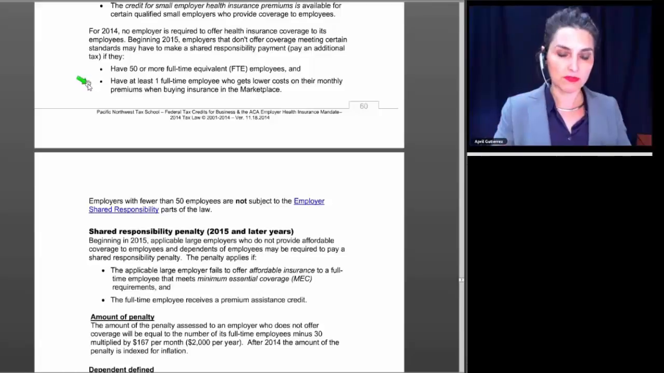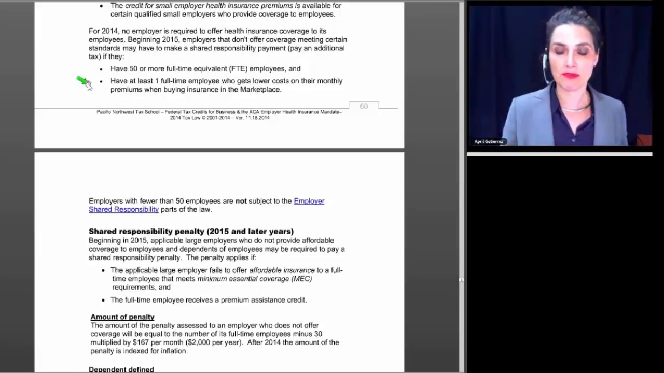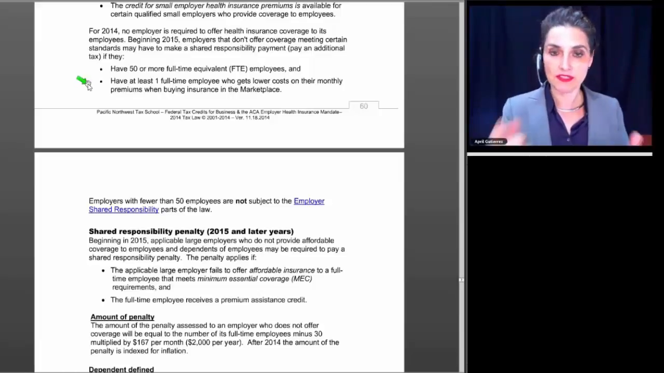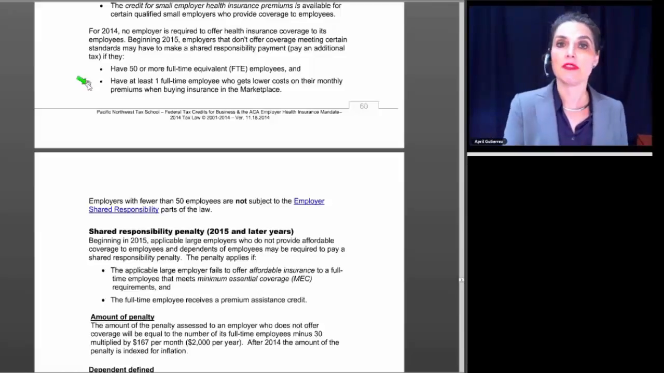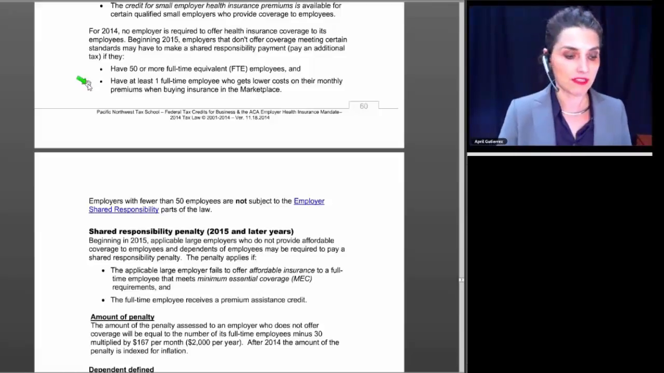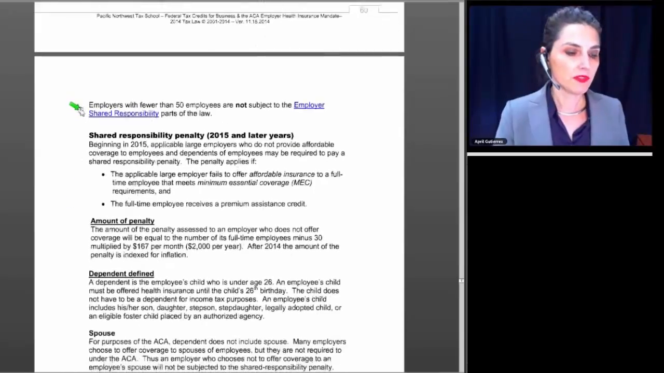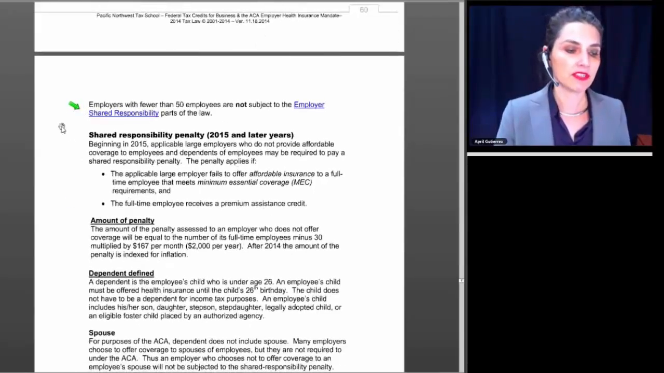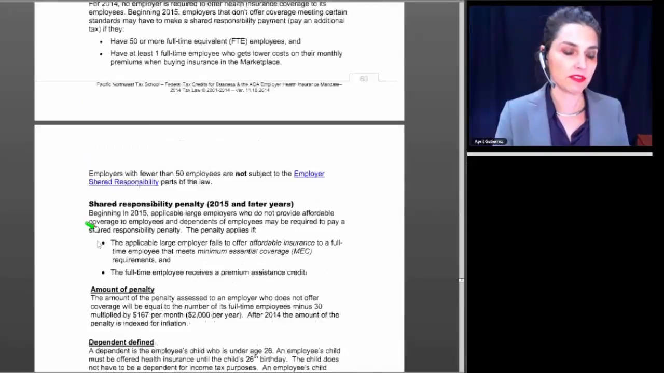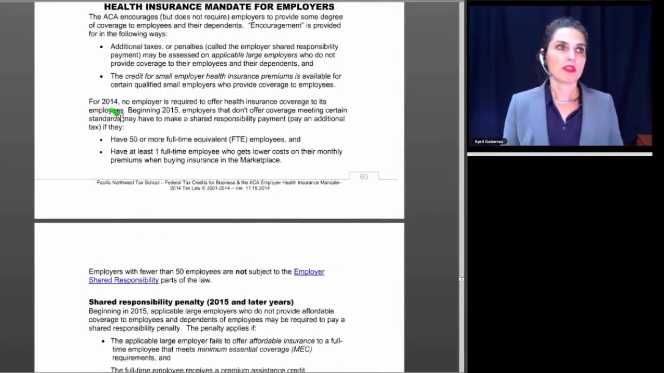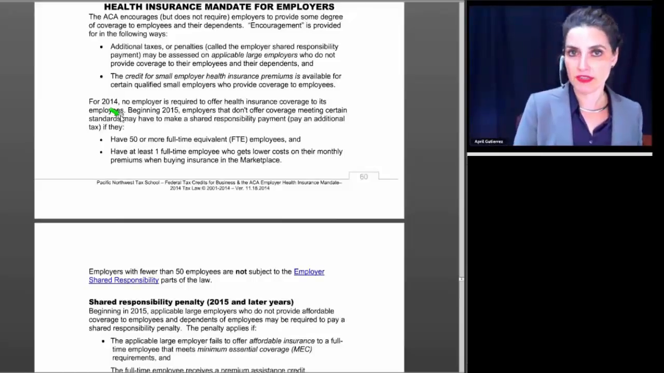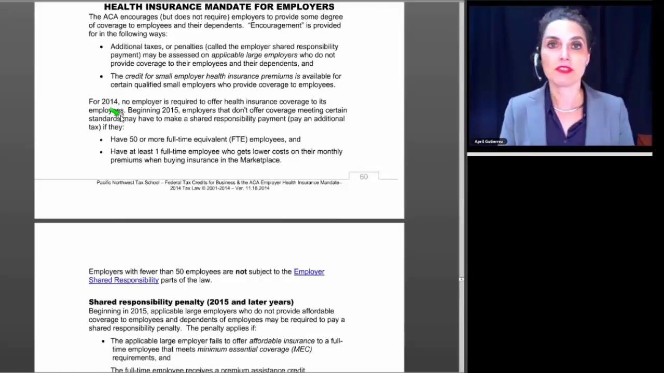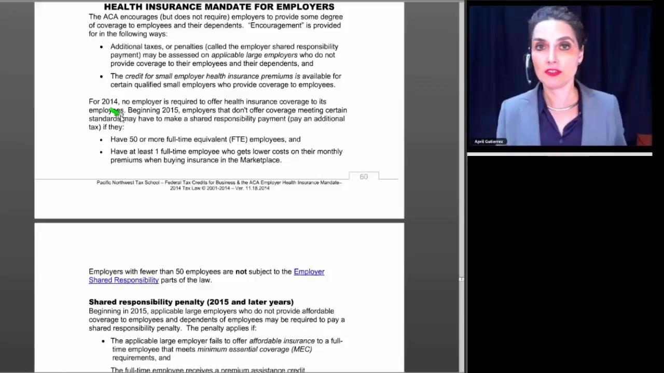So if you are an employer and you have 50 or more equivalent full-time employees, and you fail to offer adequate coverage to these employees, and one of those employees goes to the marketplace and purchases individual coverage, then the employer can be subject to a penalty. Employers with fewer than 50 employees are not subject to the employee shared responsibility parts of the law. So in other words, if you are a business that has fewer than 50 employees, you don't have to provide health insurance coverage to your employees at all under any circumstances.